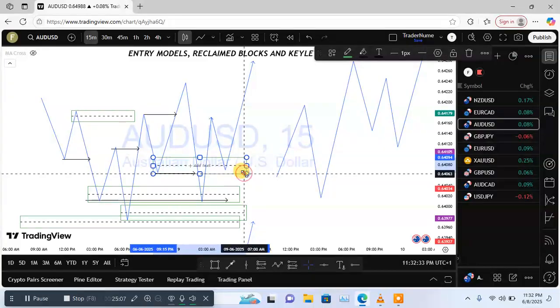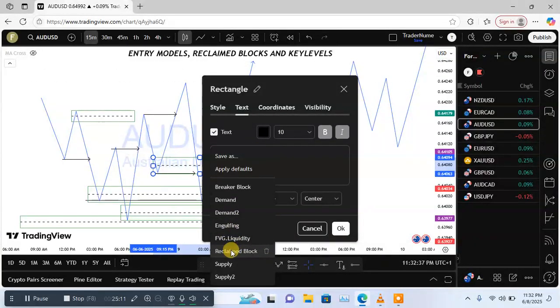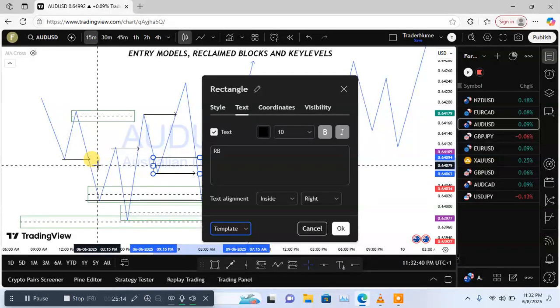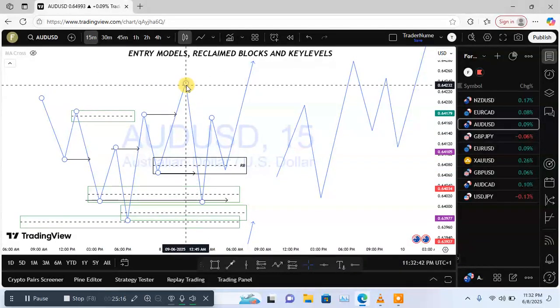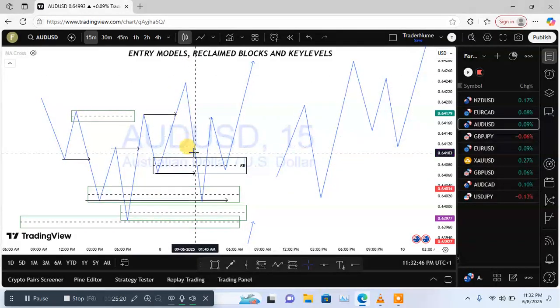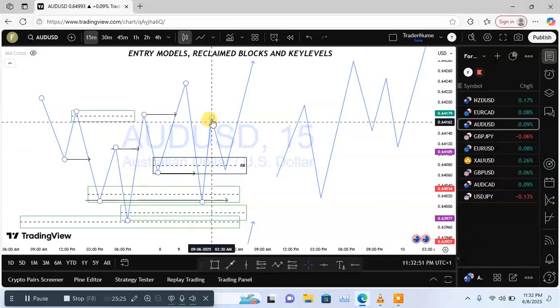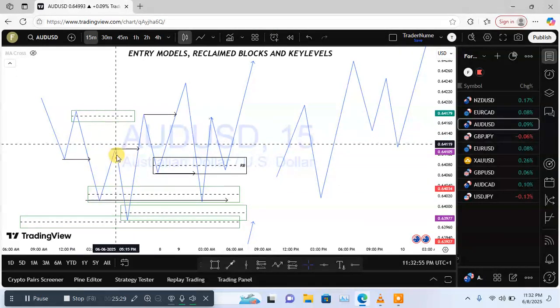So this is the reclaim block we are talking about. It is the block that failed, which price came back to reclaim. You see how this block failed, this very block, this demand zone, it failed, price shot past it, broke it again, and came back to reclaim it. Same thing that happened here. Price broke it two times. In fact, let's just say it's a demand zone that got disrespected twice.